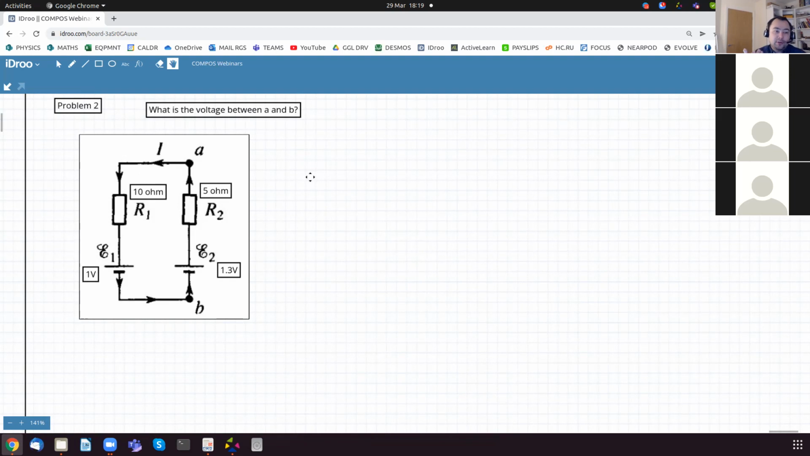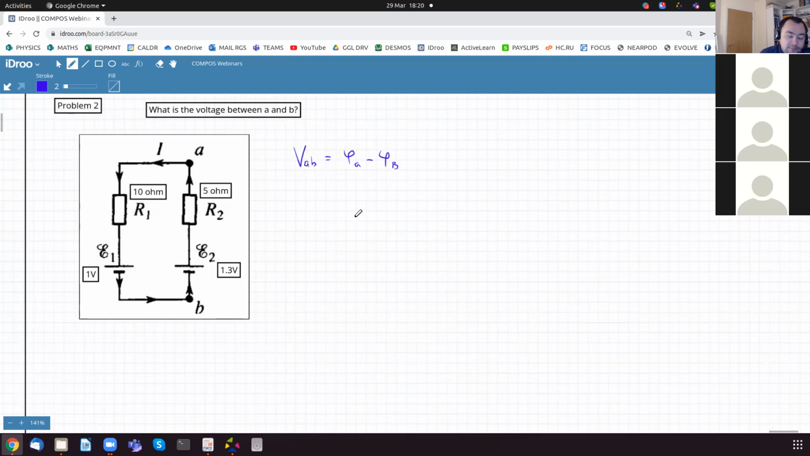So here you need to find the voltage between A and B. Voltage between A and B is also known as potential difference. So we need the potential difference. Voltage between A and B is the potential at A minus the potential at B.